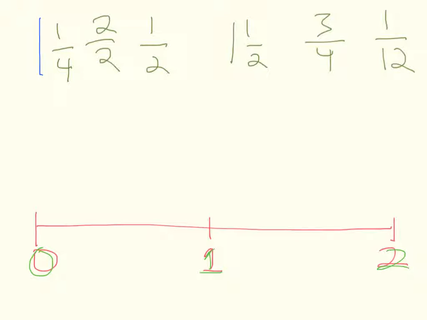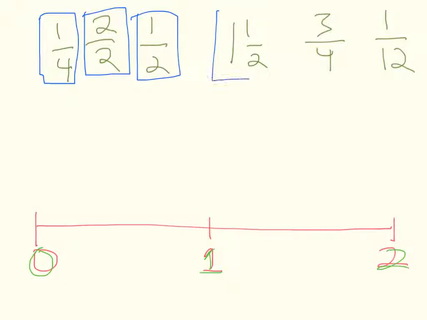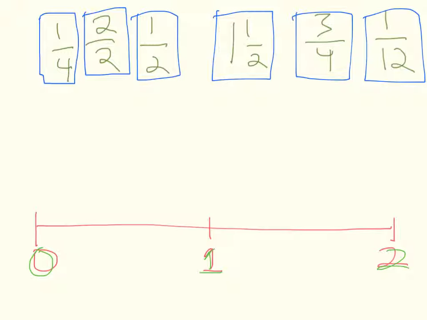The first fraction you need to put on the line is 1/4. The next you have to put on is 2 over 2. The next you have to find is a half. The next you have to find is 1 1/2. The next is 3/4, and then a 1/12. Draw this in your book, then pause the video and put them on the number line. When you push play, I'll give you the answers. Here we go.